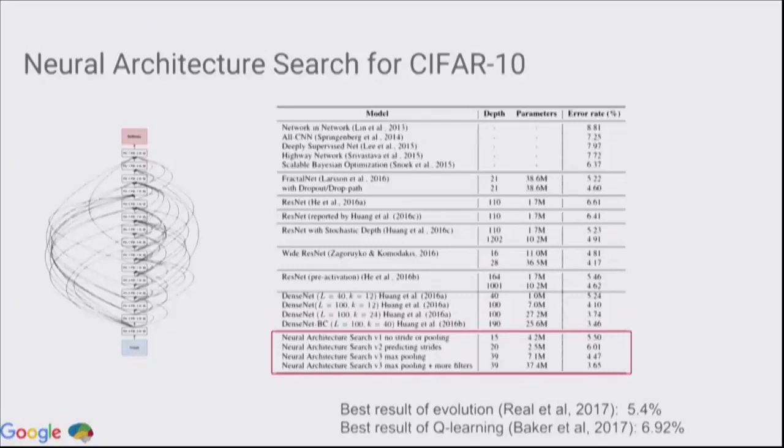When we first applied this to CIFAR-10, we ended up with a 3.65 error rate on the dataset, and this is basically on par or slightly better than most of the architectures that humans invented. And the architecture that the controller basically ended up predicting was this kind of network architecture.